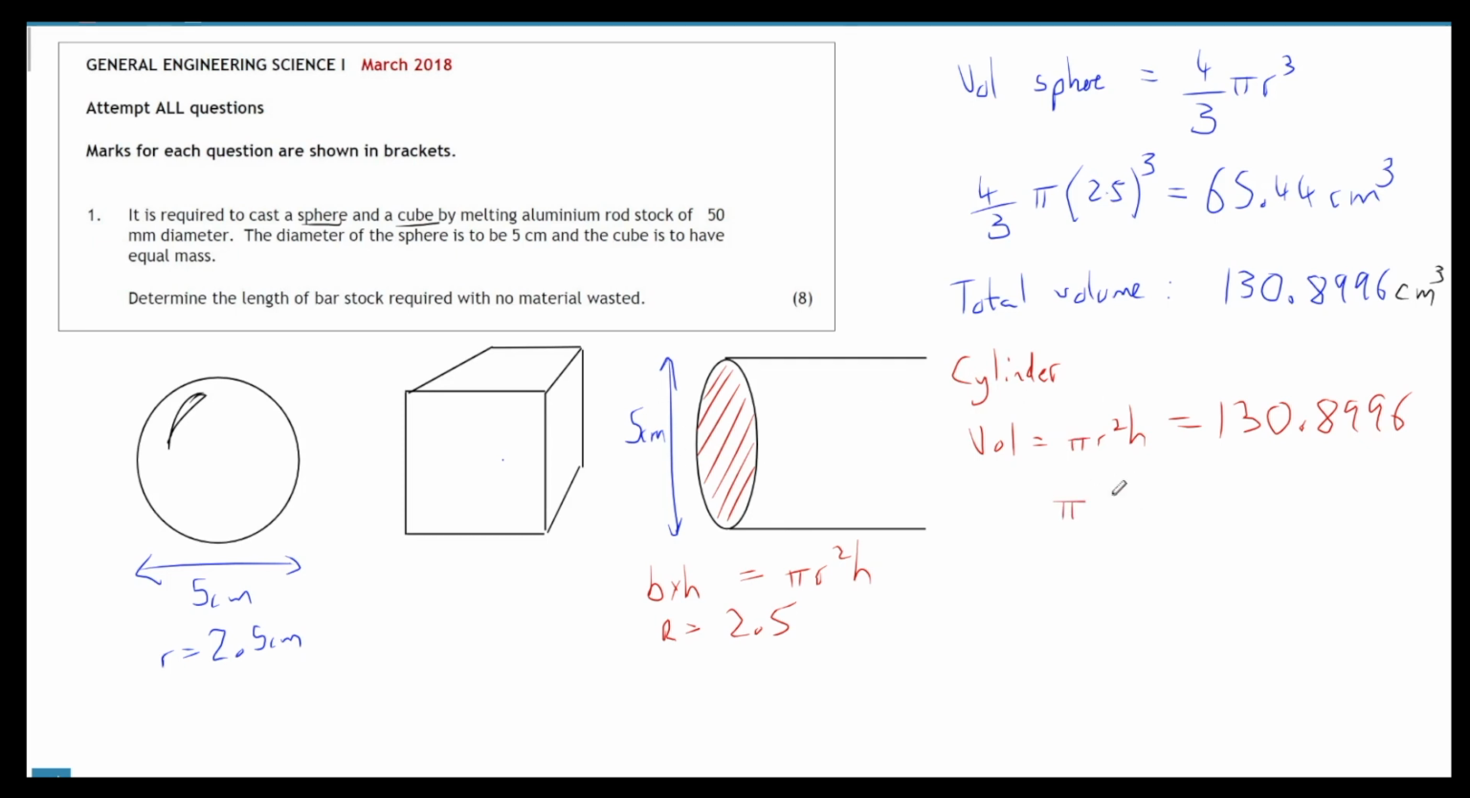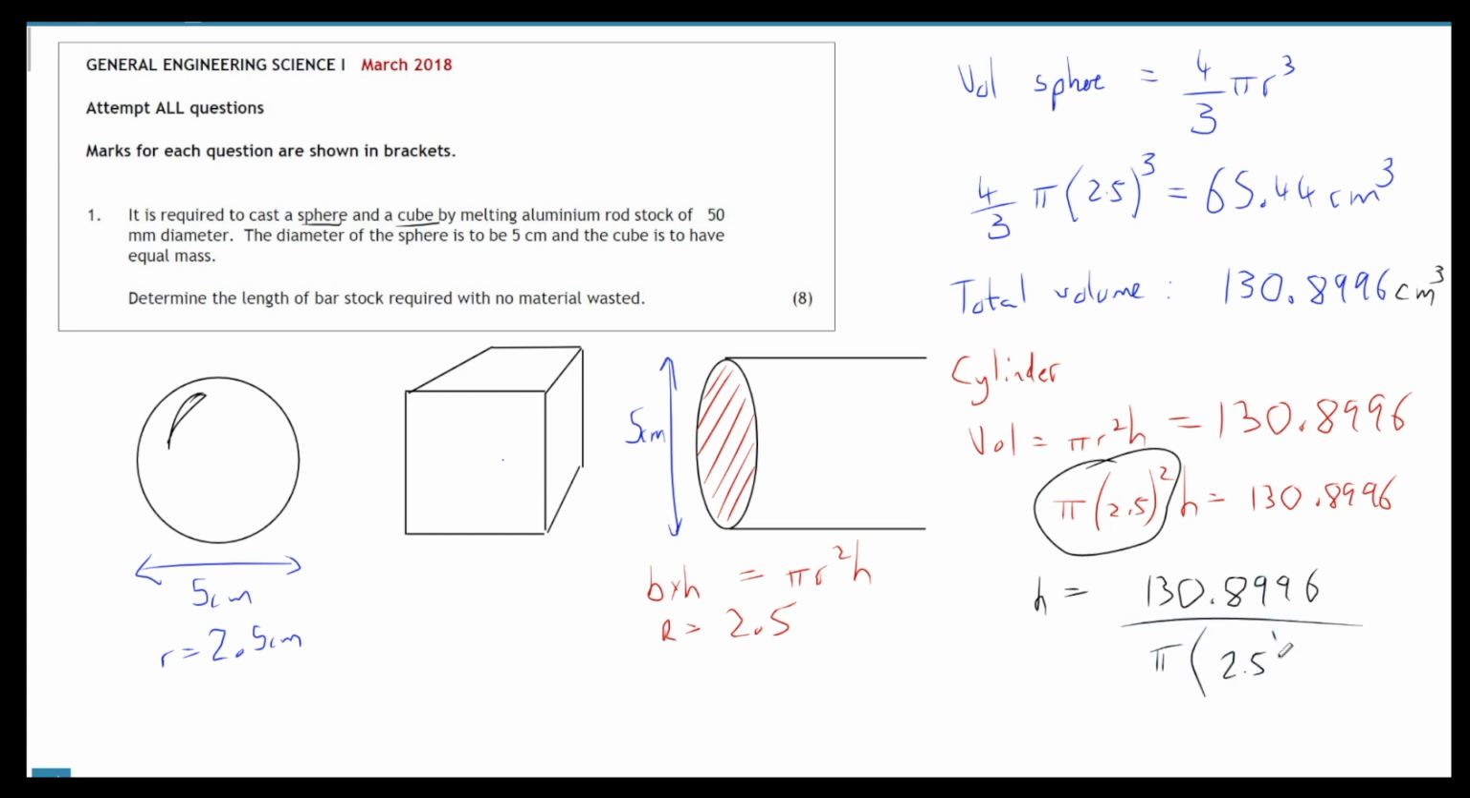So pi times 2.5 squared times h is equal to 130.8996. Now we're going to find the value of h. And the good news is we can just take all of this and divide through by it. So h is equal to 130.8996 over pi times 2.5 squared.